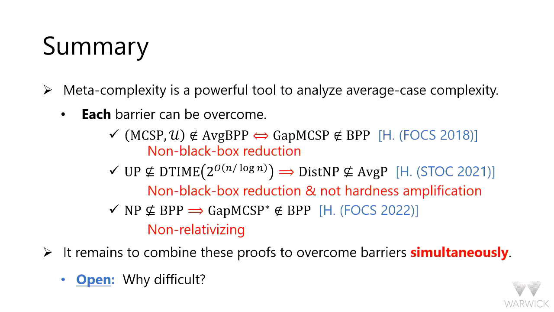So in summary, metacomplexity is a powerful tool to analyze average case complexity. I hope I convinced you. And if you take each barrier, you can overcome the barriers. But what remains is to combine them to overcome the barriers simultaneously. And currently, we don't know why it's difficult.